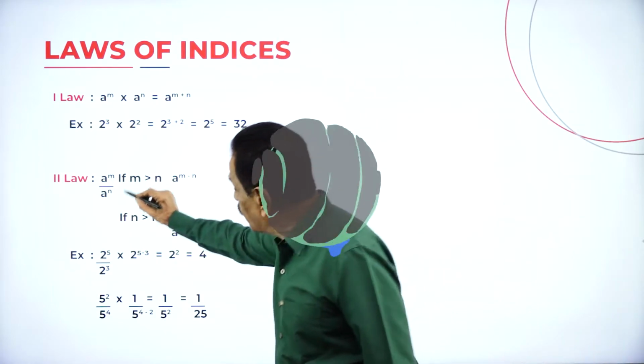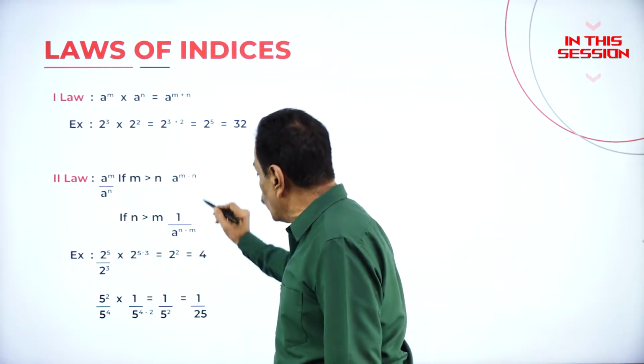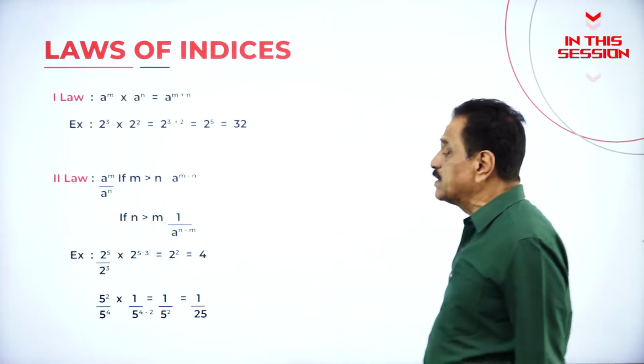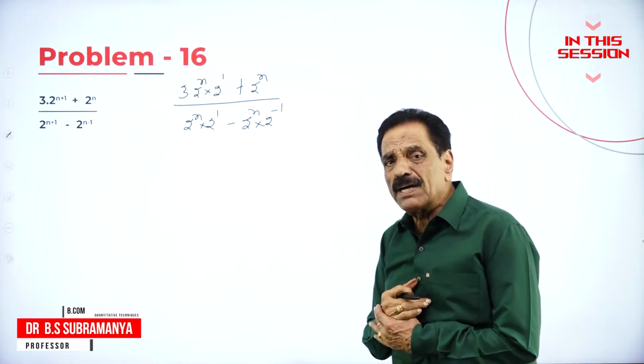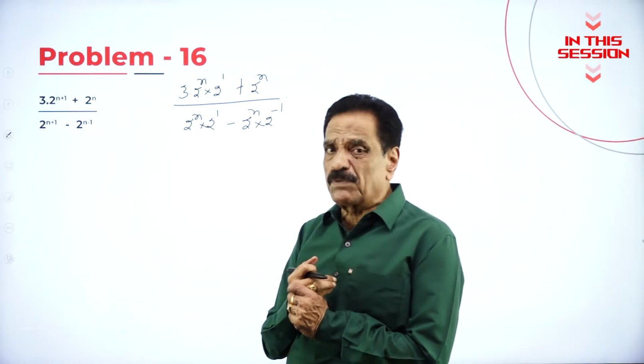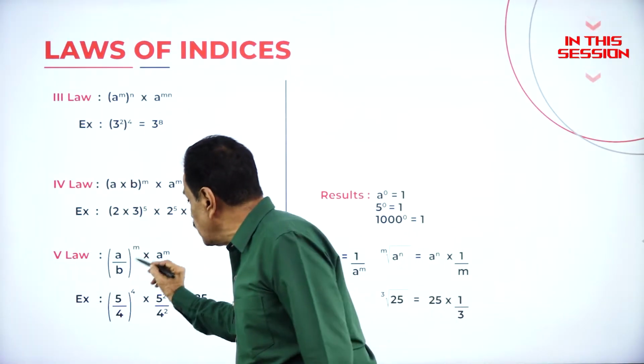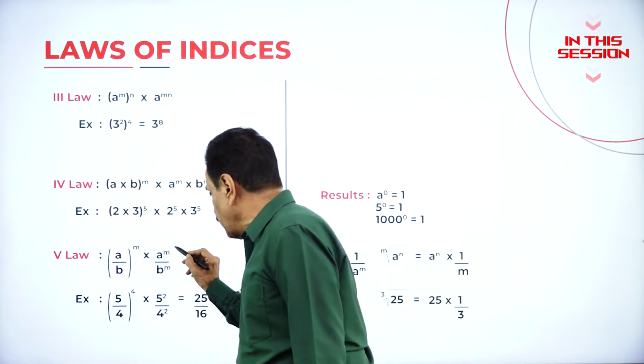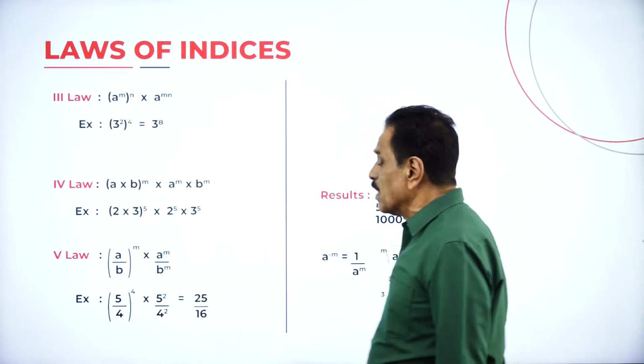This is the regular formula. If n is greater than m, it is 1 over a to the power of n minus m. When the plus and minus signs are given in the problem, take the LCM. That's the procedure. The fifth rule says (a by b) to the power of m is a to the power of m divided by b to the power of m.